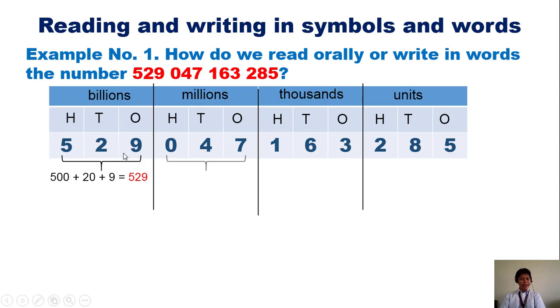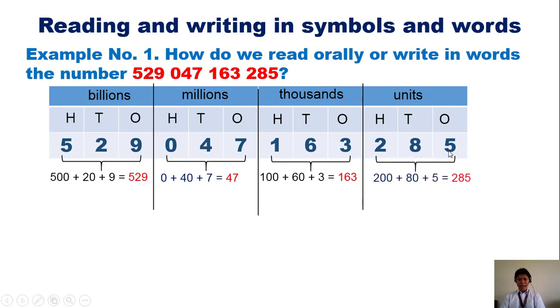Okay? So we have the same process for the others. We have 0 plus 40 plus 7 equals 47. We have 100 plus 60 plus 3 equals 163. And 200 plus 80 plus 5 equals 285.